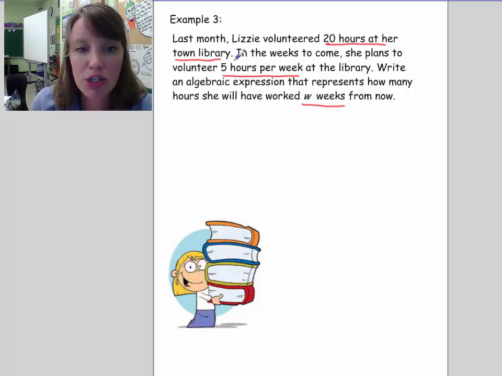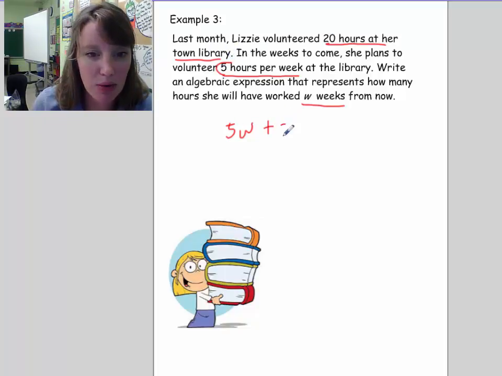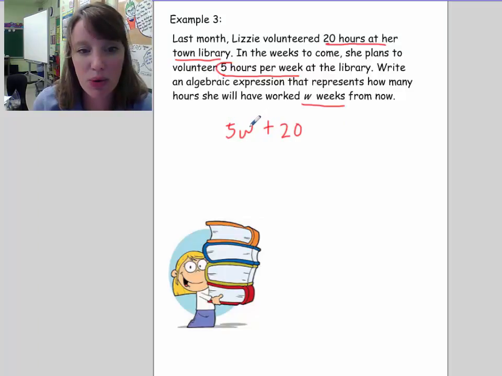Okay. Well, if she's doing 5 hours per week, then that's going to be 5 times W. So 5 times the amount of weeks she has left will be the hours she volunteers. Now to this, we want to add the hours that she did last month, so that we have 5 times the amount of weeks that she has left plus the 20 hours that she initially volunteered. All right? And so that is our expression for this situation.